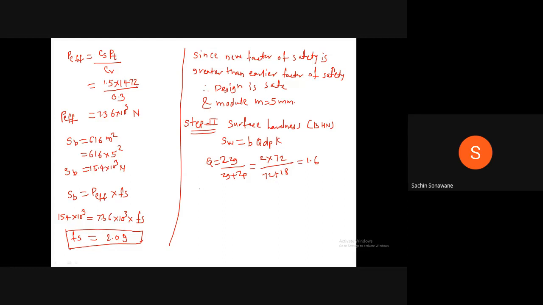Therefore, SW is equal to B. We have calculated. What is the value of B? 50. 50 into 1.6 into what is the value of dp? 90. What is the value of k? 0.16 into BHN divided by 100 bracket square. Therefore, what is the value of SW in terms of BHN? Can you tell me? SW is equal to, all the students should calculate.